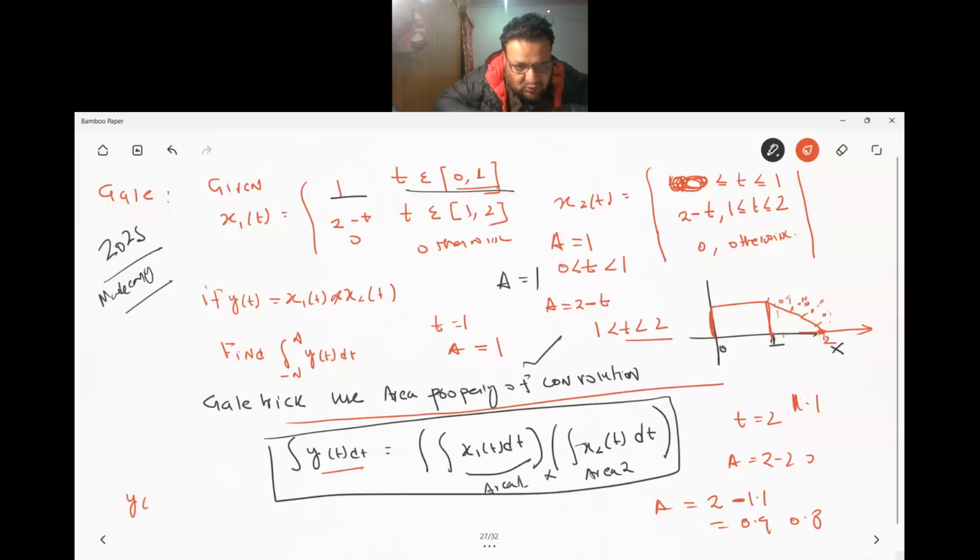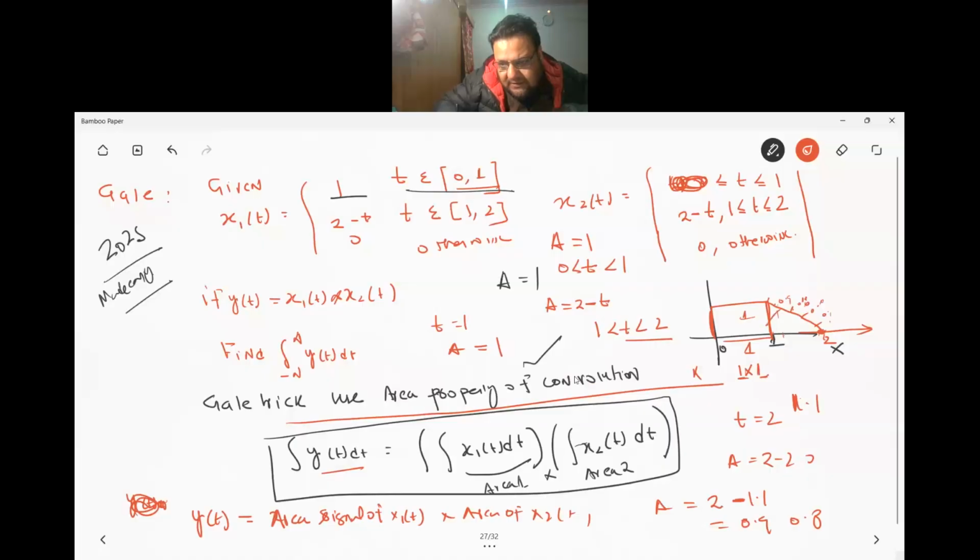You can use this integral of y of t dt. You just need to calculate the output y of t. That would be just the area of signal x1 of t into the area of signal x2 of t. So this signal is a rectangular signal. Its width is 1, height is 1, so it would be straight away 1 into 1 for x1, correct? And what about the other part of the signal? 1 and 2 is mentioned here. This is a triangle, half base into height, half into 1 into 1. So this signal's area would be 1 plus 0.5, which gave you 1.5, right?